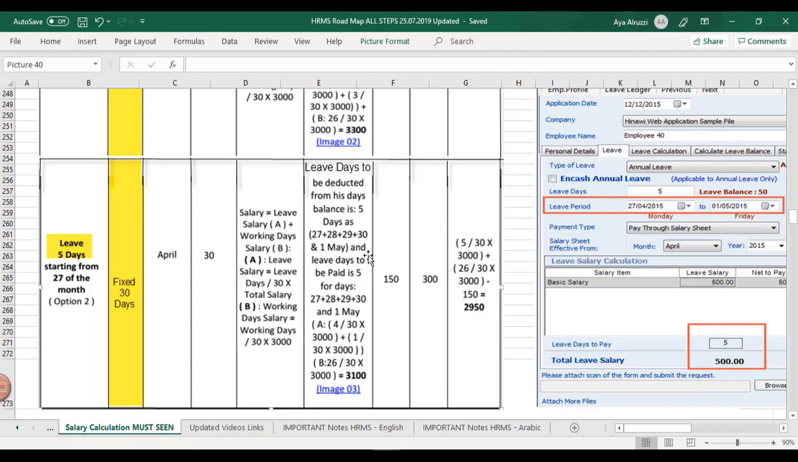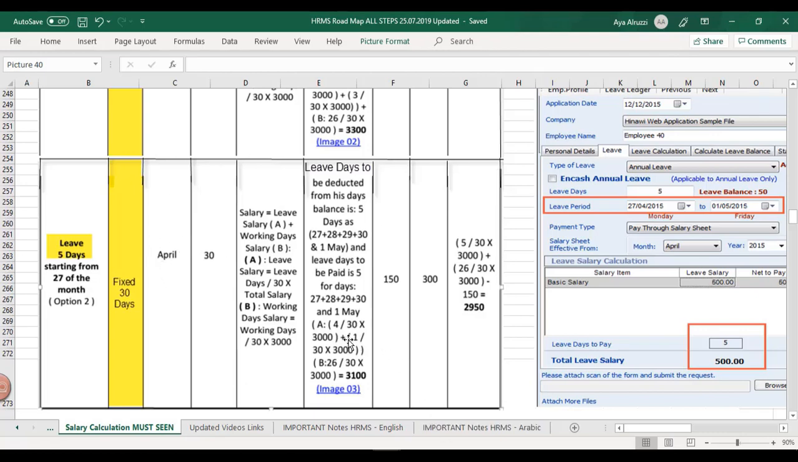And the leave days to be paid is 5. So basically 27, 28, 29, 30, and 1 day of May. That's why here it says 4, because the leave days are 4 of this month, divided by 30, multiplied by the salary, which is 3,000, plus, why are we adding another part here? Because this one comes from May. So this is what's left from April. It goes to May.